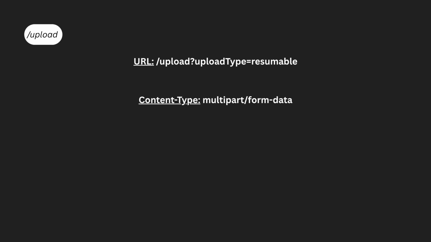This API will be available at the endpoint upload. A URL parameter is used to indicate the upload type. So for example, upload, upload type equals resumable. To upload the file via an API, the body content type will be multi-part form data. The parameter data will contain the file. A resumable upload will be handled by the client. The client will monitor the upload, and if it is interrupted, it will resume the upload.